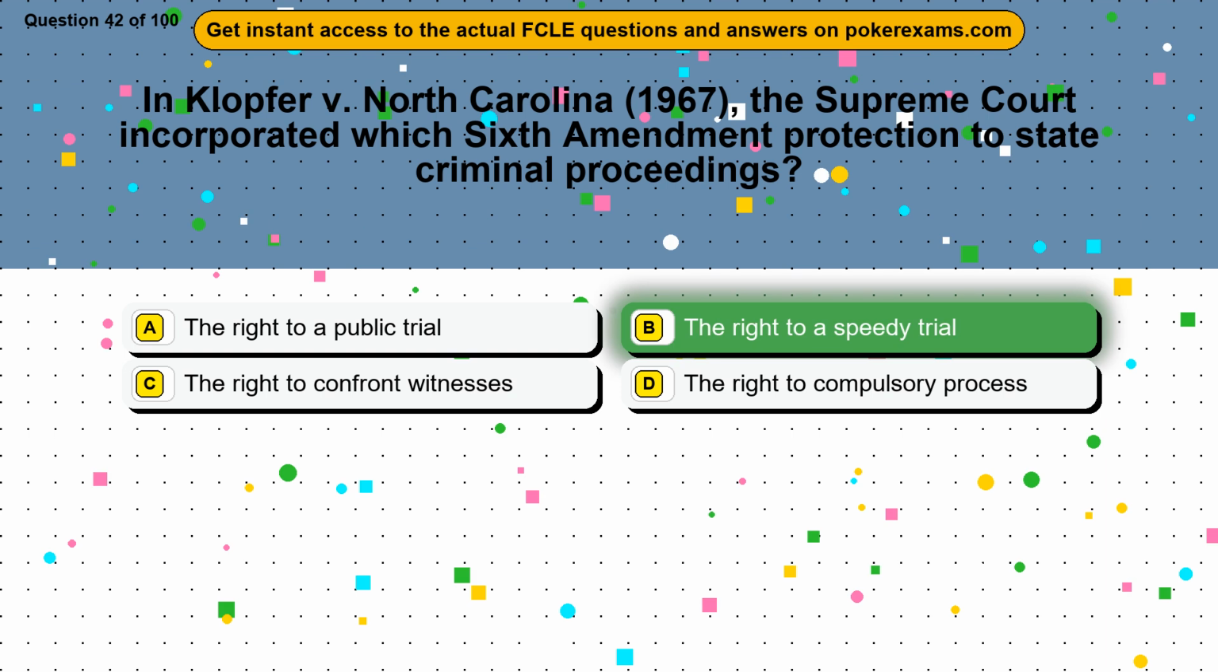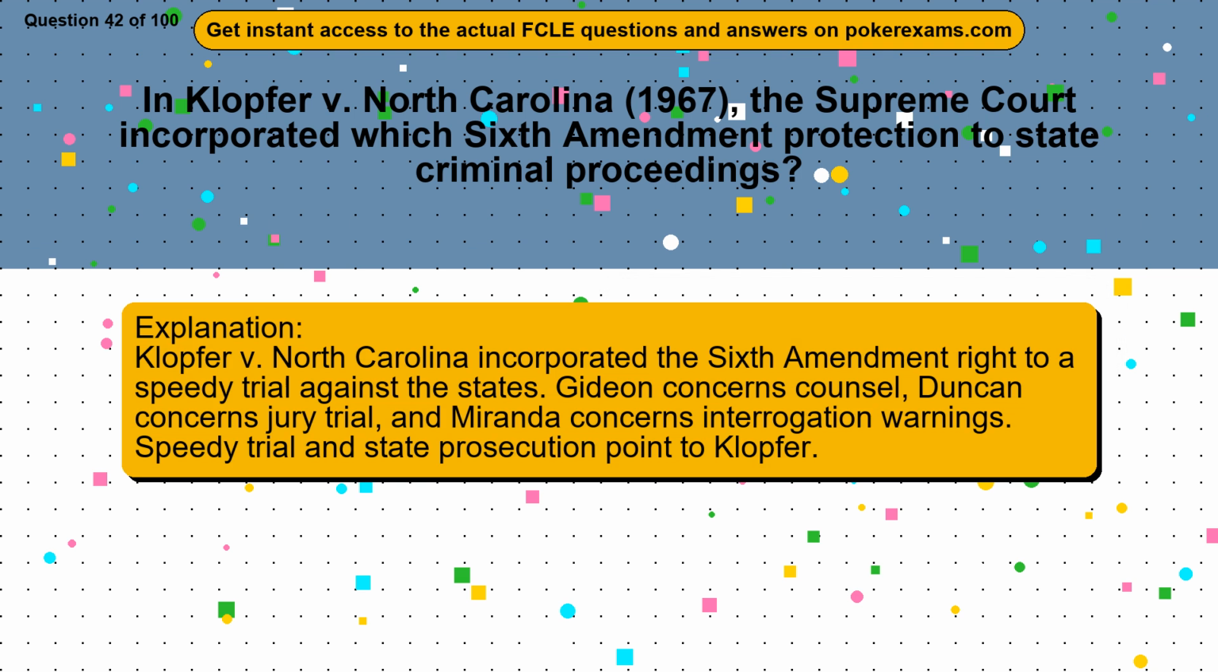The right to a speedy trial. Klopfer v. North Carolina incorporated the Sixth Amendment right to a speedy trial against the states. Gideon concerns counsel, Duncan concerns jury trial, and Miranda concerns interrogation warnings. Speedy trial and state prosecution point to Klopfer.